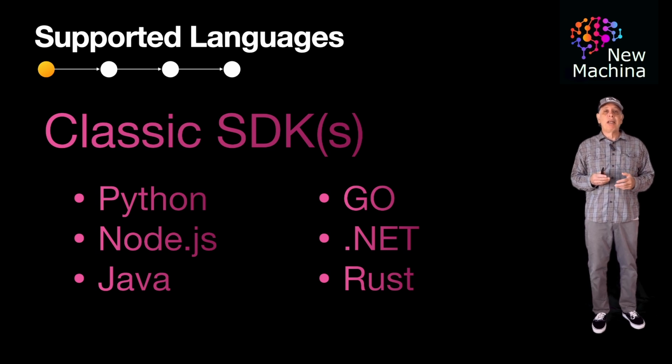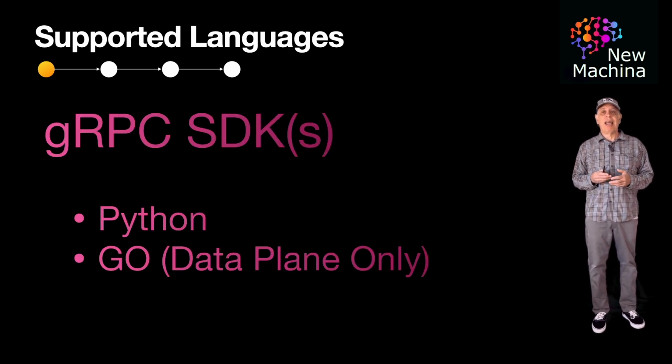There is more limited language support for the gRPC SDKs. There is a gRPC SDK for Python, and the default Go SDK uses gRPC for the data plane APIs and HTTPS REST for the control plane APIs. Note, Pinecone could add more gRPC SDKs in the future, so check their website documentation for the latest on this before you start a project.